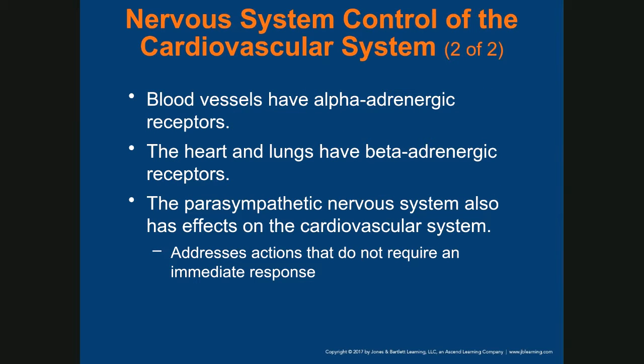So blood vessels have alpha adrenergic receptors. The heart and lungs have beta adrenergic receptors. And remember, we have one heart, two lungs, right? So beta 1 is in the heart, beta 2 is in the lungs, right? Now, the other component is the parasympathetic nervous system.